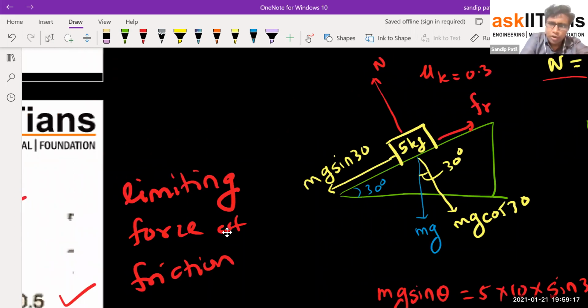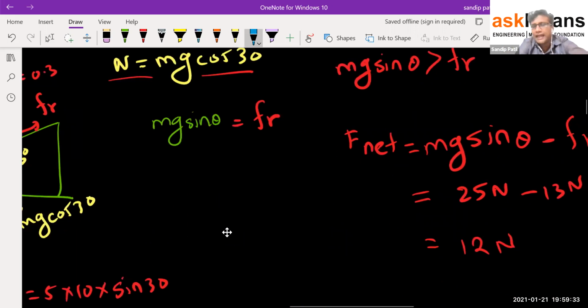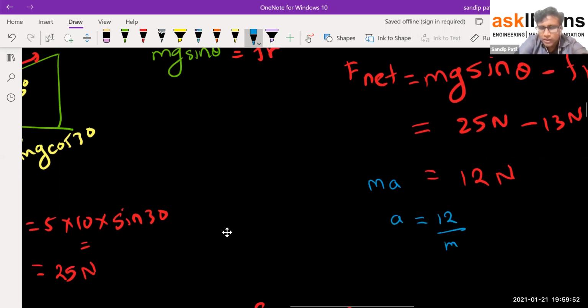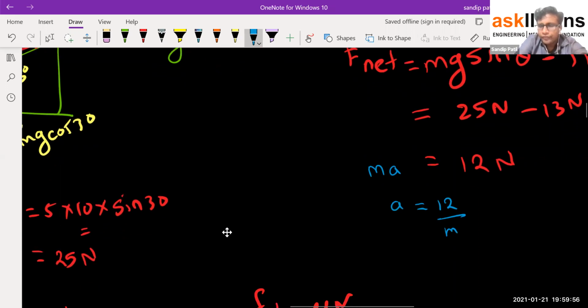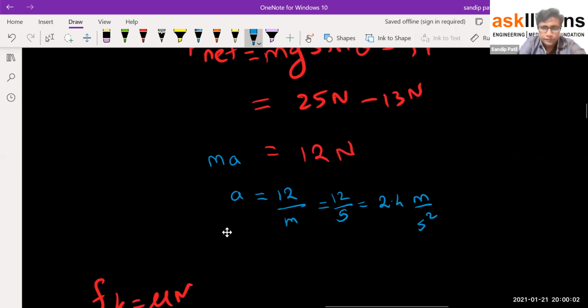Consider when the block is moving, we show it by this acceleration A in our free body diagram. This means the block is moving downward with some acceleration A. If I got the force, can we calculate the acceleration? This net force is responsible for the block going downward. Force is mass into acceleration, so acceleration is 12 divided by mass. The mass is 5, so this acceleration will be 2.4 meter per second square.